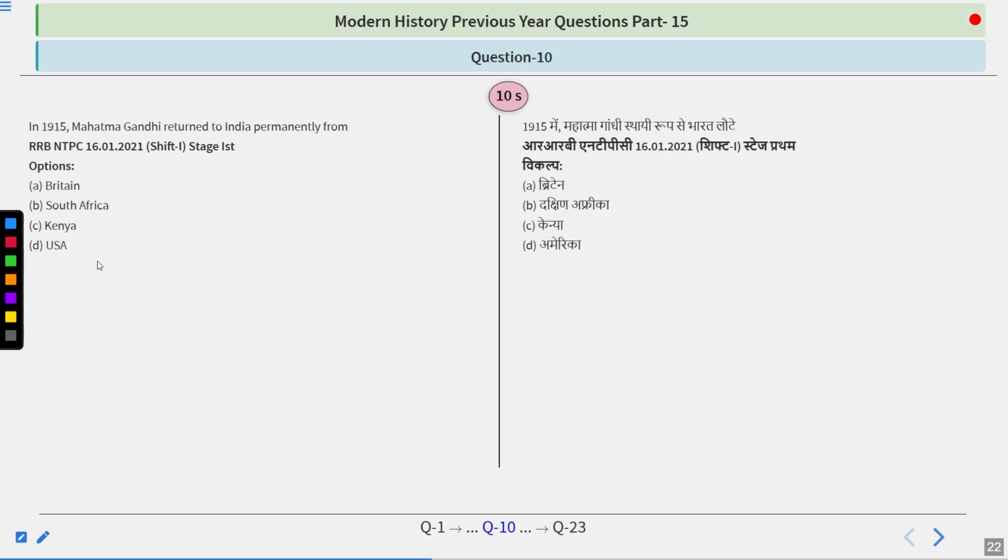In 1915, Mahatma Gandhi returned to India permanently from Britain, South Africa, Kenya, or USA. Think about it.